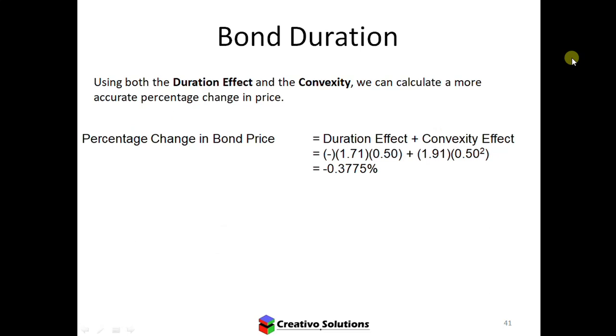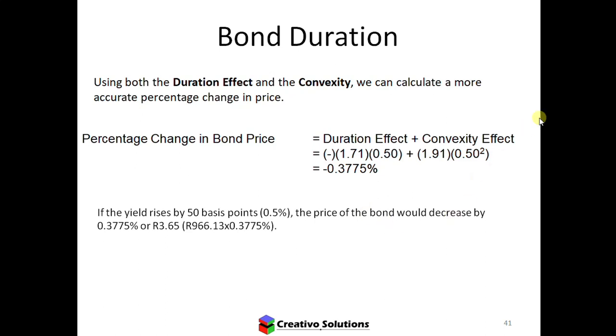Right, so I need to take duration effect into consideration, and I need to take convexity into consideration as well. And if I then do the calculation based on those measures we calculated earlier, and I combine those two measures together, if I take the duration effects and I add the convexity effect, taking the current change in bond price into consideration, if it was a 50 basis point change, which is what we have here, 0.5, how is that going to affect our bond price? Well, negative 0.3775%.